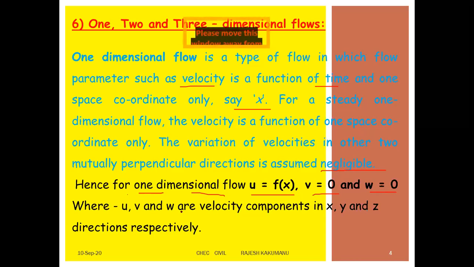Here u, v, w are the velocity components in the x-axis, y-axis, and z-axis. In some other textbooks, you can see A, B, C, or I, J, K, or P, Q, R, or L, M, N in place of u, v, w. Don't get confused. The main thing here is that only one axis is active in the one-dimensional flow.